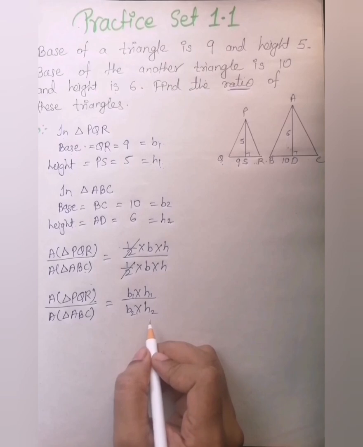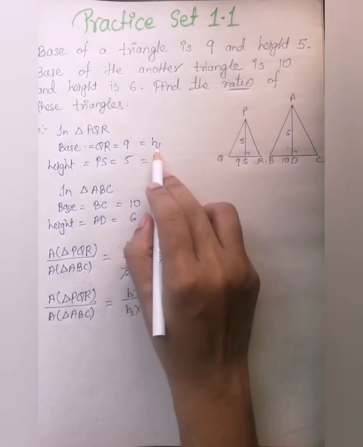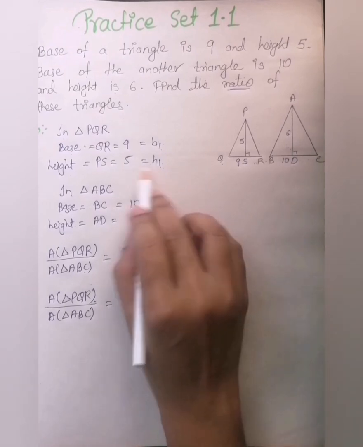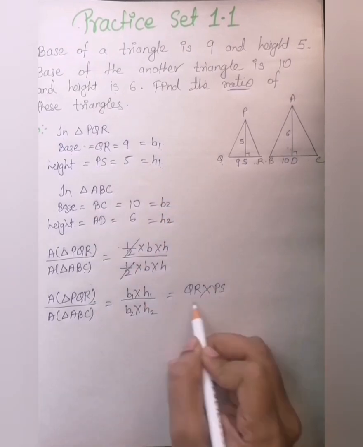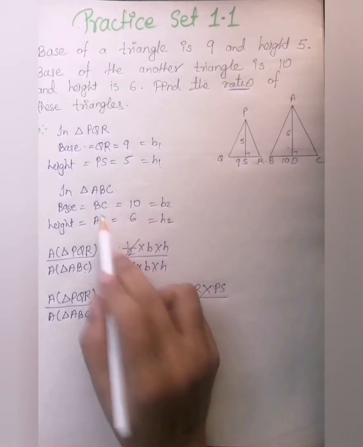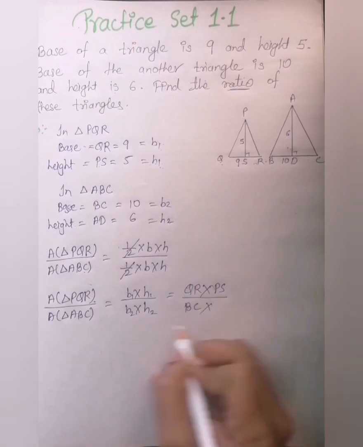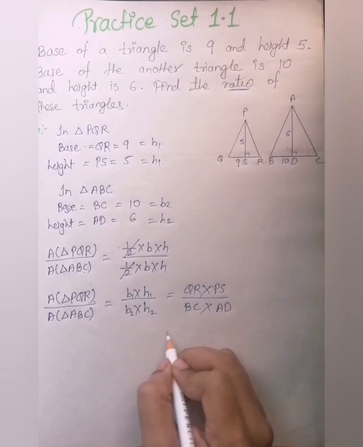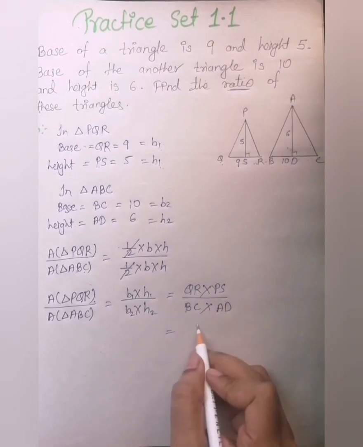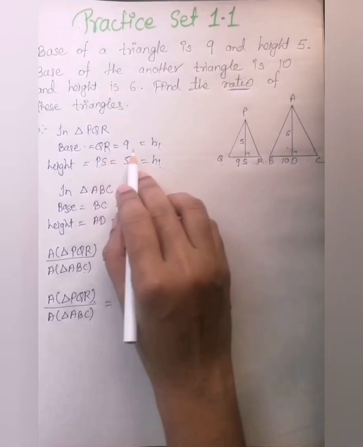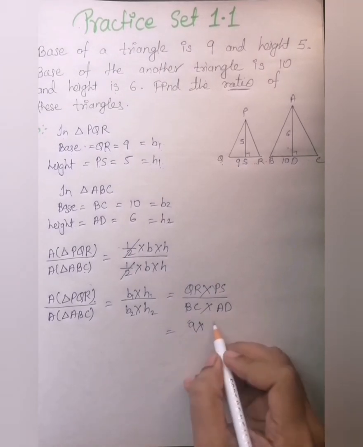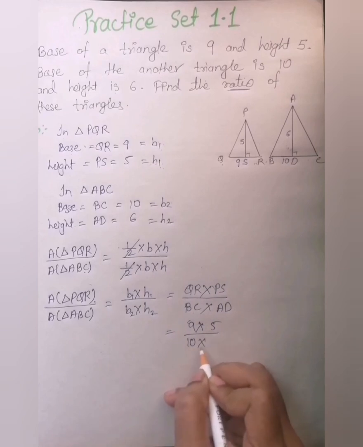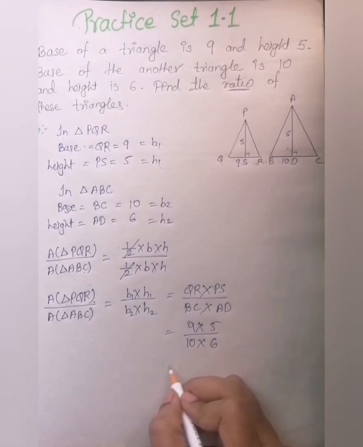After that, just substitute the values. B1 is QR, H1 is PS, upon B2 is BC, and H2 is AD. Now write down their measurements. QR is 9, PS is 5, upon BC is 10, multiplied by AD which is 6.